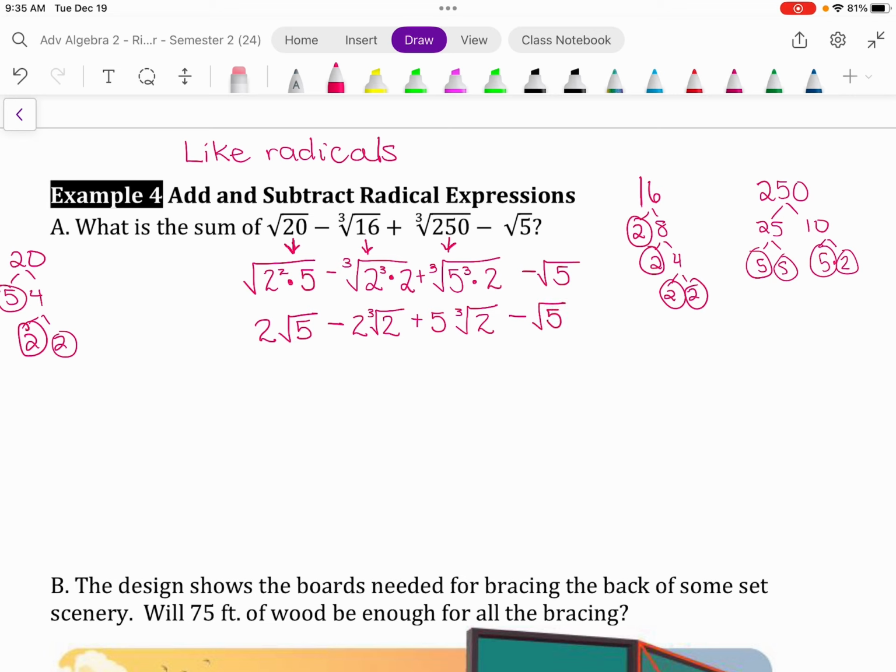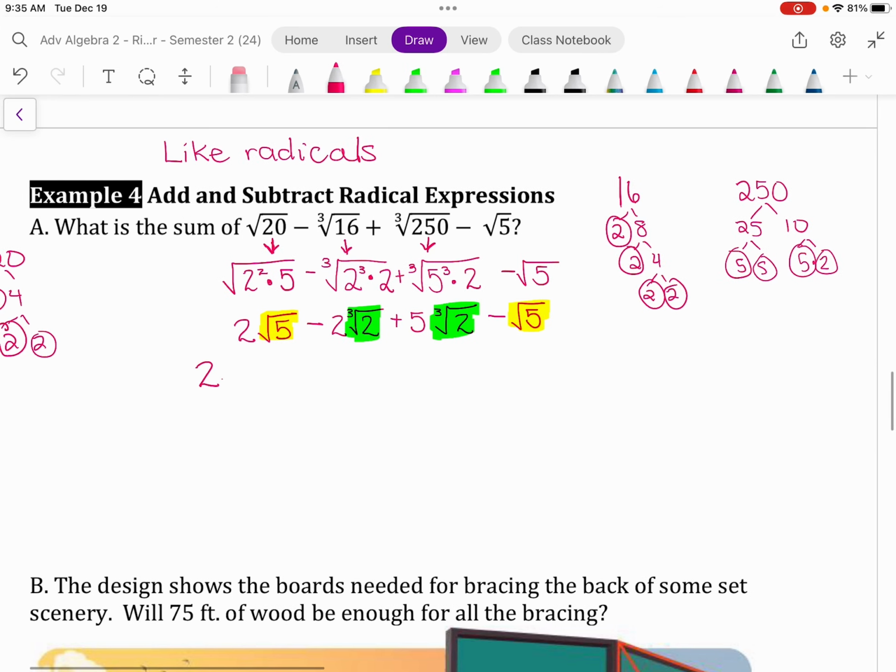We cannot simplify that. Now notice we do have some like radicals. So this one says square root of 5 and this one says square root of 5, so they're like radicals. This one says cube root of 2 and this one says cube root of 2, so they are like radicals. So now I'm going to group them. So 2 square root of 5 minus square root of 5, that's grouped together. And then I'm going to keep the others. They're kind of already grouped, but you know.